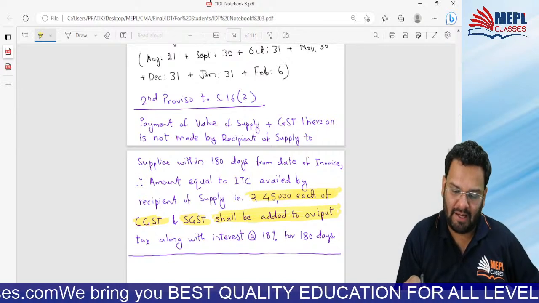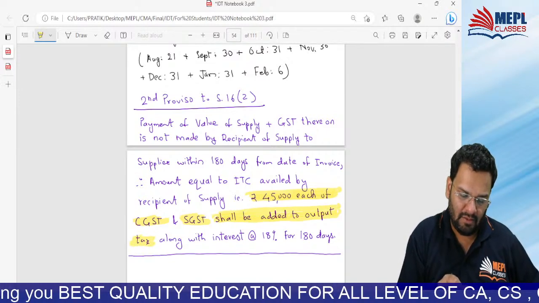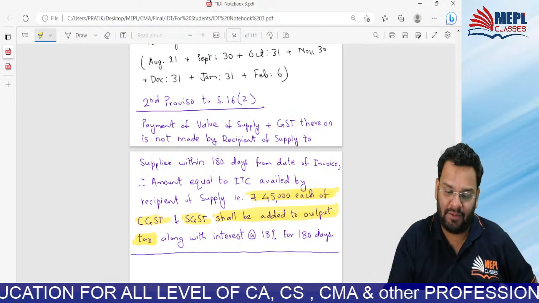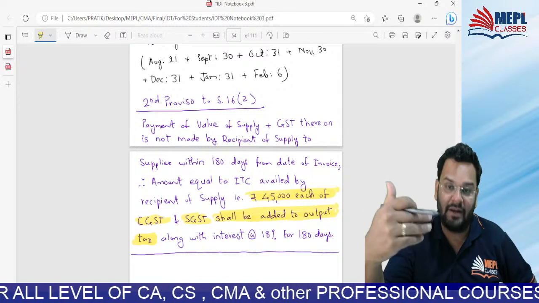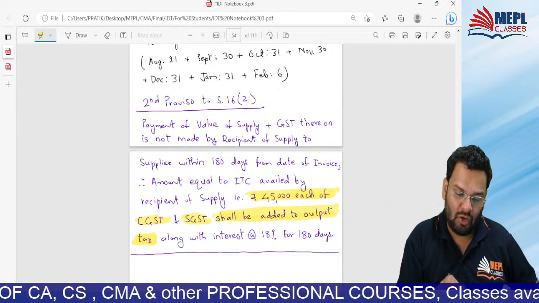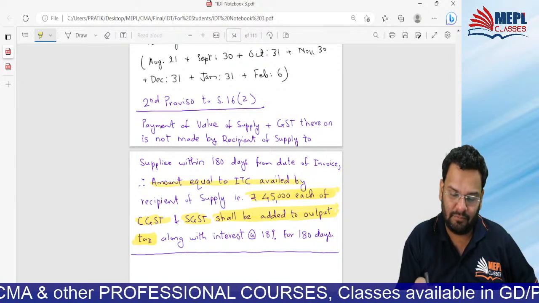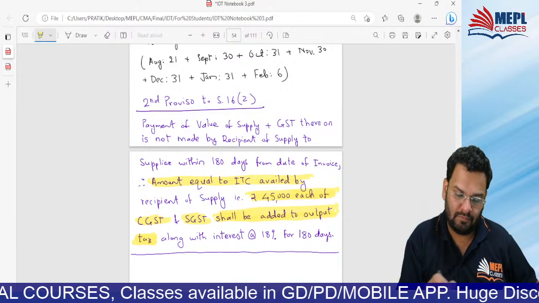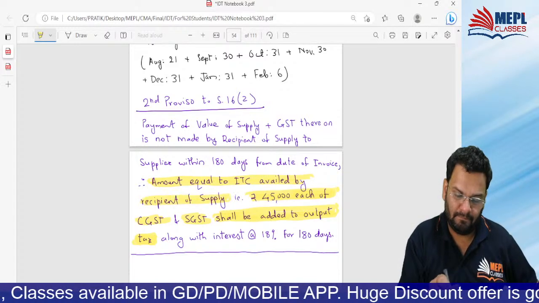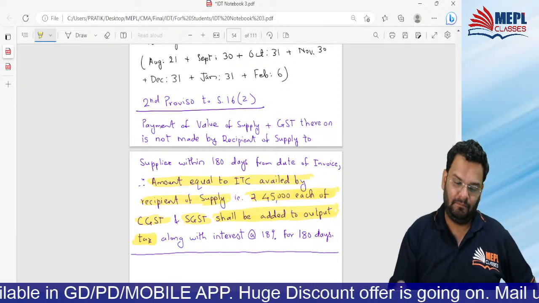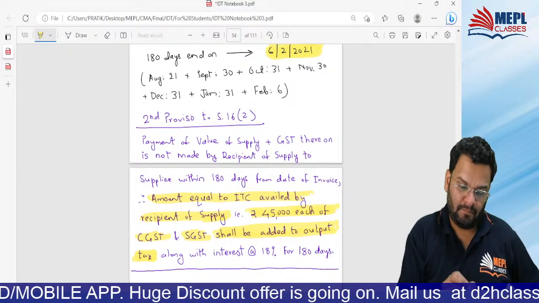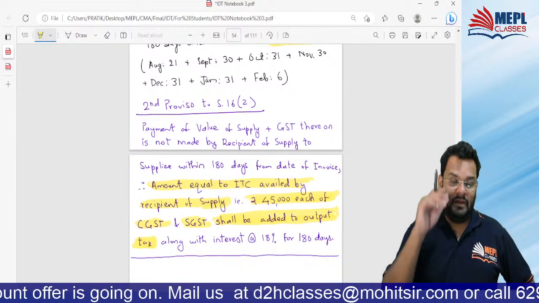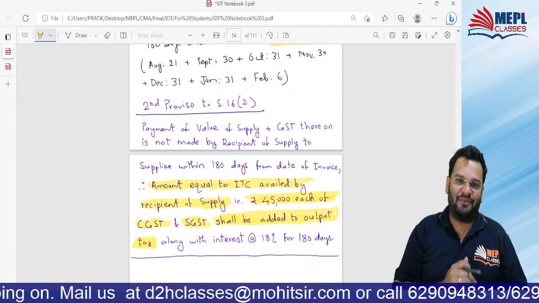So for underlining or highlighting in the exam, you'll underline exactly that part which was asked to you, that how much of ITC will be added to output tax. So an amount equal to ITC availed is actually added. Yes. What about others? Have you completed it?